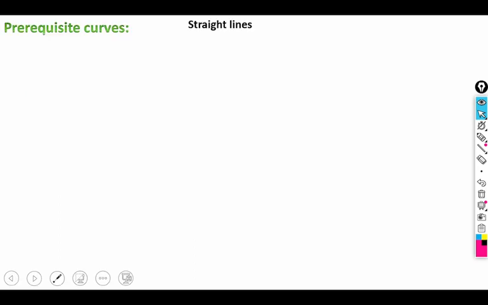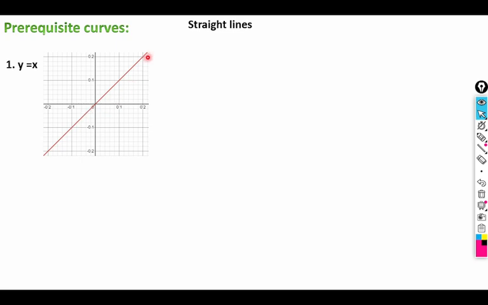Okay, so prerequisite curves. The first 7 curves are straight lines only. These are very simple straight lines, but whenever you see that equation, you should be able to draw the rough sketch of these curves. So the first curve is x equal to y. You can remember it like this: x equal to y is a straight line passing through the origin and making an angle of 45 degrees with the x-axis, and this line exists in the first and third quadrant. So this is the line x equal to y.